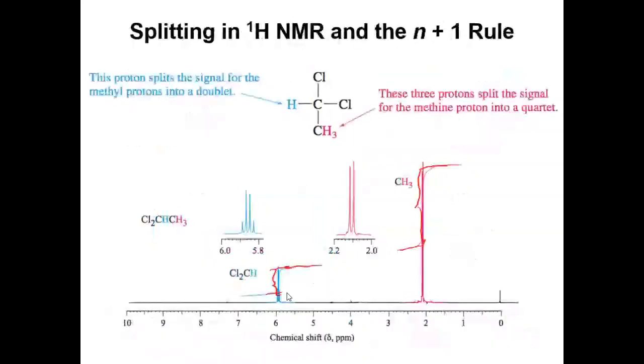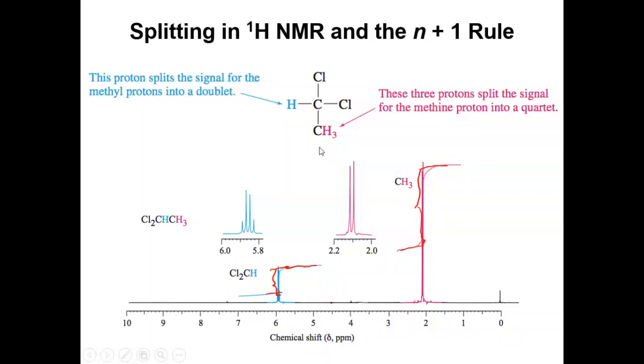So now, if you zoom in on the peaks around 2.1, you will see actually it's a doublet. And if you zoom in on the peak at around 6, it's actually a quartet. Okay, why is that the case? Why is this red peak a doublet here?